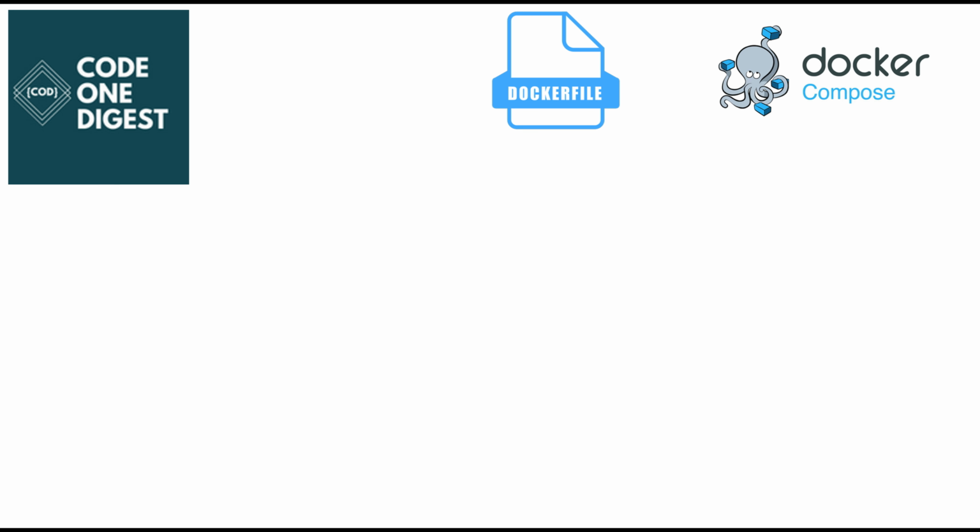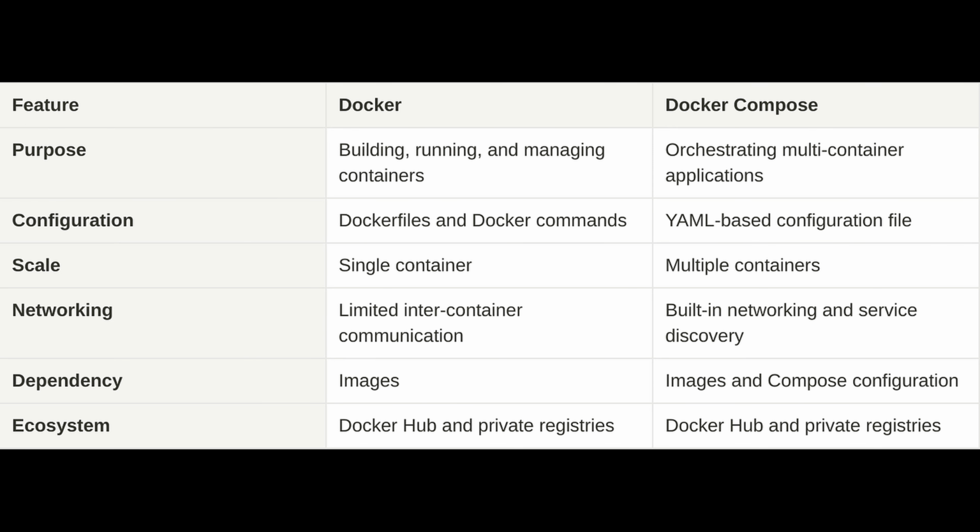Quick summary. Dockerfile is how to build an image for one service. Docker Compose is how to run many containers together, wire them, persist data, and manage lifecycle.